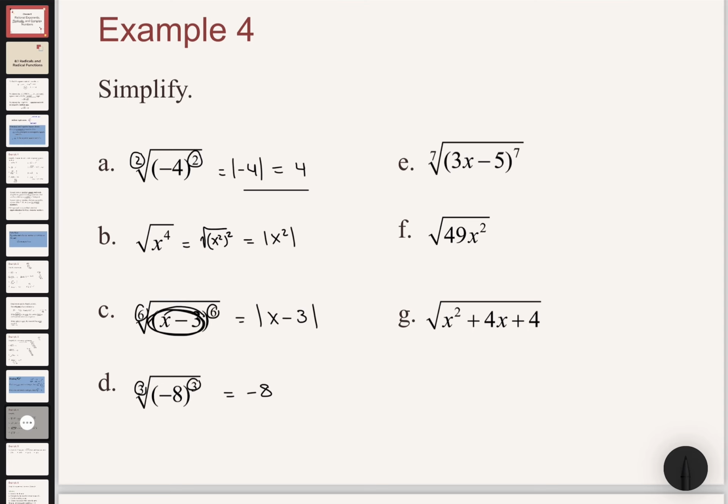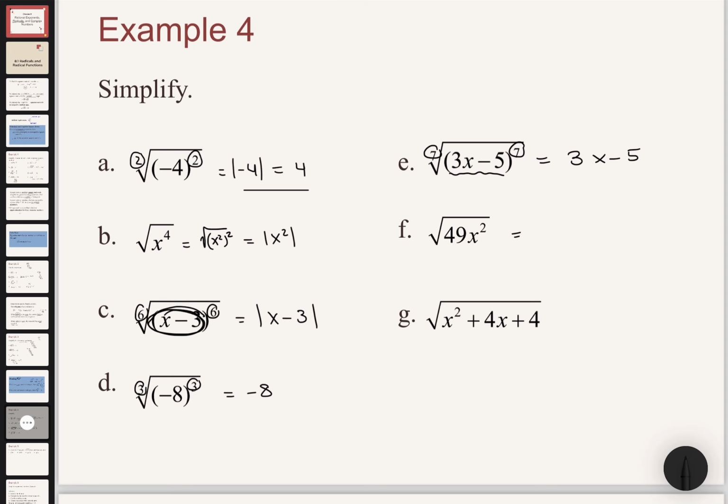Again, you can always check yourself too. What's negative 8 to the third power? You could figure that out. And then what's the cube root of that? It's still going to be negative. Over here, I have 7 and 7. That's odd. So that rule is, whatever you see inside of here, that's your answer. 3x minus 5. Boom. Done.